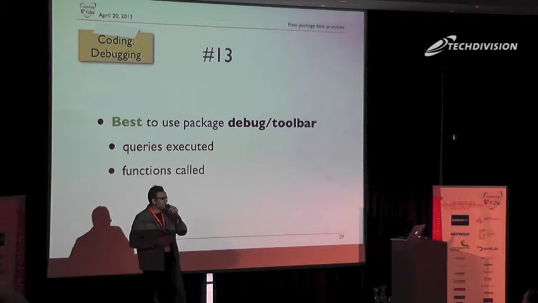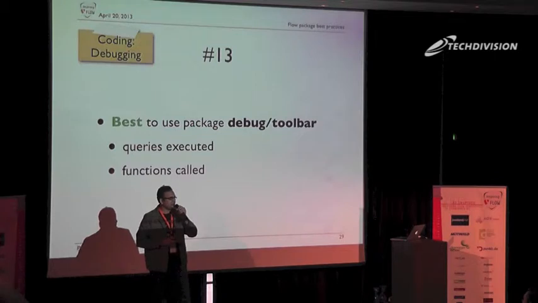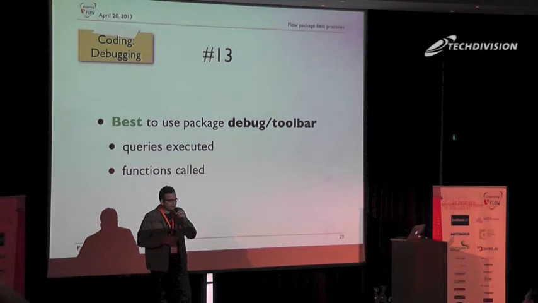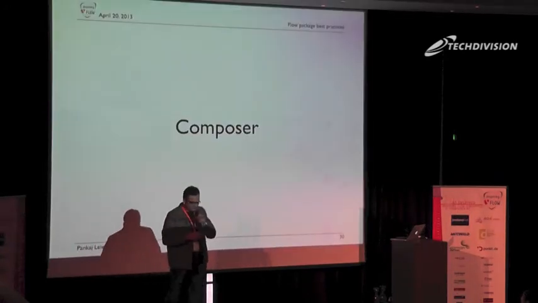Another thing I would like to recommend is that there is a debug toolbar package available on Packagist, which you can use as a dev requirement for your project. When you load the request in the browser, at the bottom it shows the toolbar output automatically, and from there you can see which queries were executed, how much memory was used, and what functions were executed, and many more things.